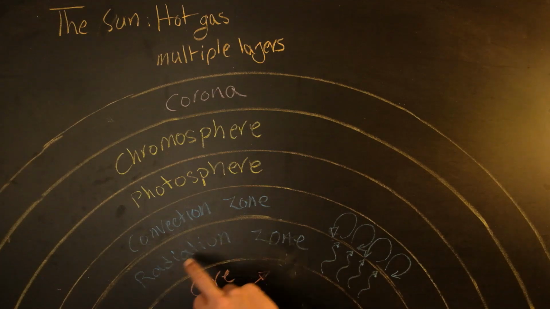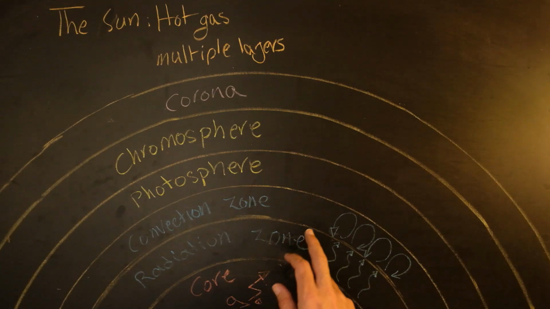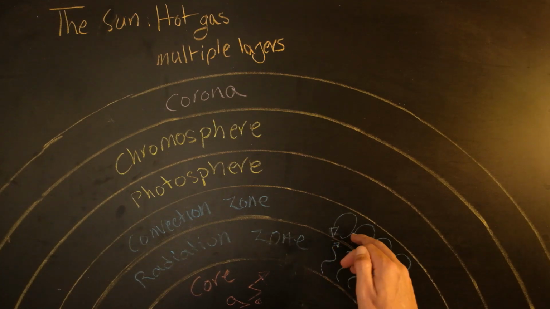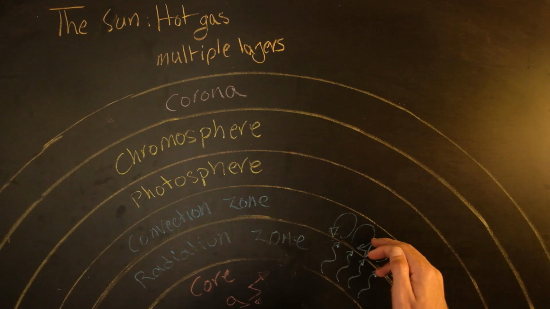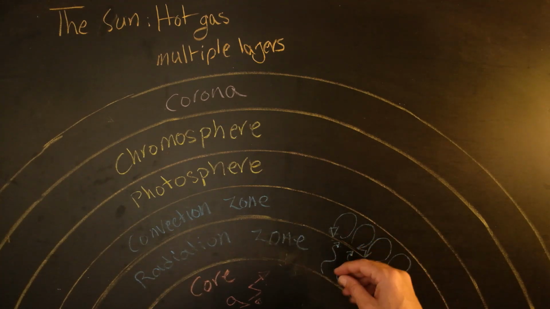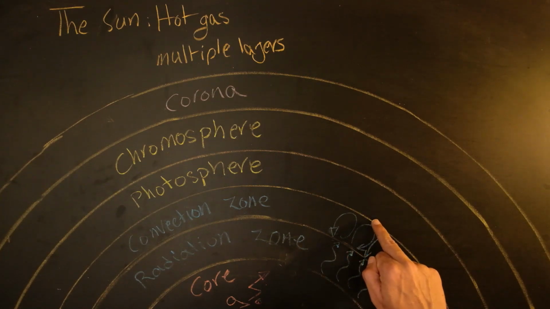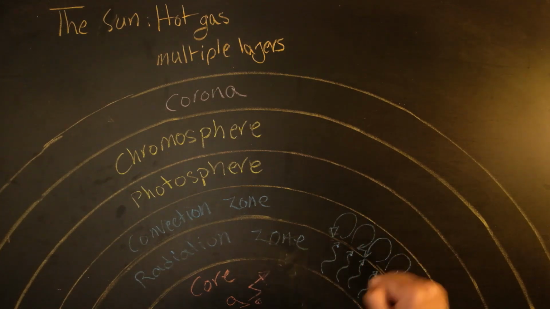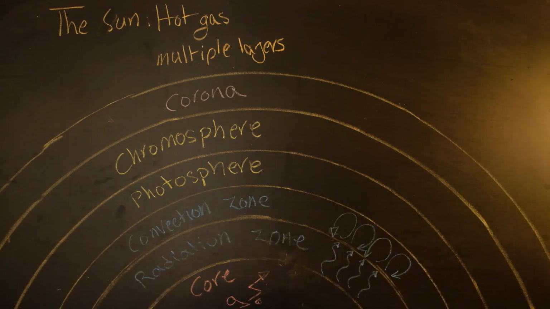In the next layer, we have the convection zone. Convection zone means energy transfers as a convection current. So this is very similar to boiling water. What you see in boiling water is that a hot layer moves upward, cools down, and moves downward again. And we see these convection currents or convection cycles.